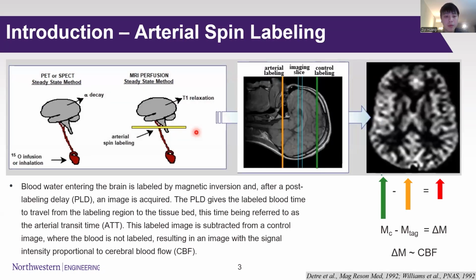So arterial spin labeling is a non-invasive MRI technique, and the blood water entering the brain is labeled by magnetic inversion, and after a post-labeling delay, an image is acquired. The PLD gives the labeled blood time to travel from the labeling region to the tissue bed, this time being referred to as the arterial transit time, the ATT parameter. This labeled image is subtracted from a control image where the blood is not labeled, resulting in an image with a signal intensity proportional to the cerebral blood flow, the CBF parameter. Then we can use the inversion model to quantify CBF.